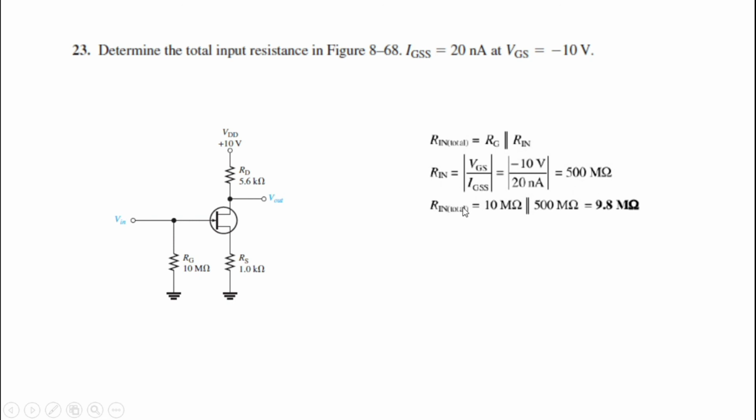Your Rin total is RG parallel with Rin, which is equal to 10 mega ohms parallel with, your RG value is given, 10 mega ohms, and your Rin, which you have just calculated, 500 mega ohms. So you parallel both of these, and you will be getting the Rin total, which is equal to 9.8 mega ohms.